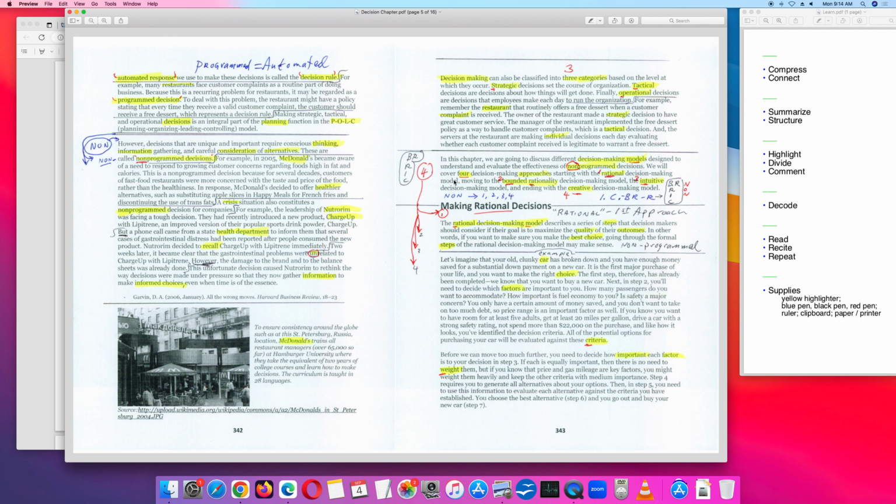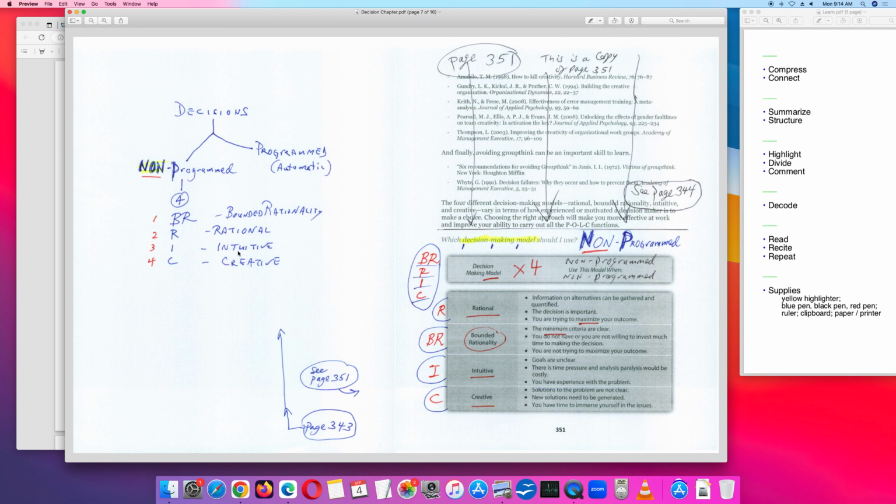So you have programmed decisions and non-programmed decisions, okay? For non-programmed decisions, there's 4 approaches or models. And these can be summarized with BRIC. And it was so important I actually drew a diagram, and then I added it to my notes after page 343. So you have decisions, non-programmed and programmed. Programmed is automatic, non-programmed has four models. BRIC: bounded rationality, rational, intuitive, and creative.